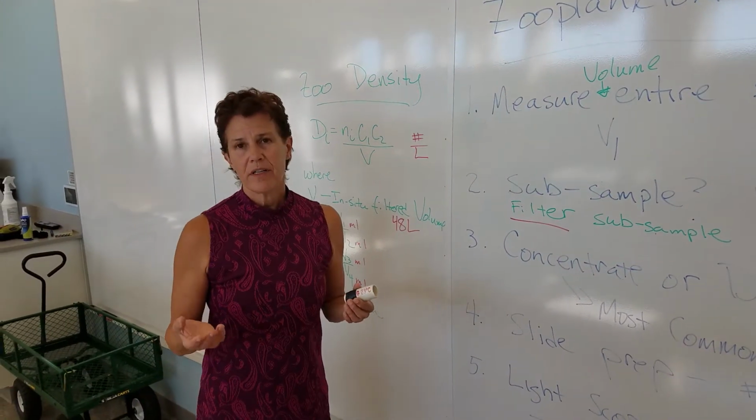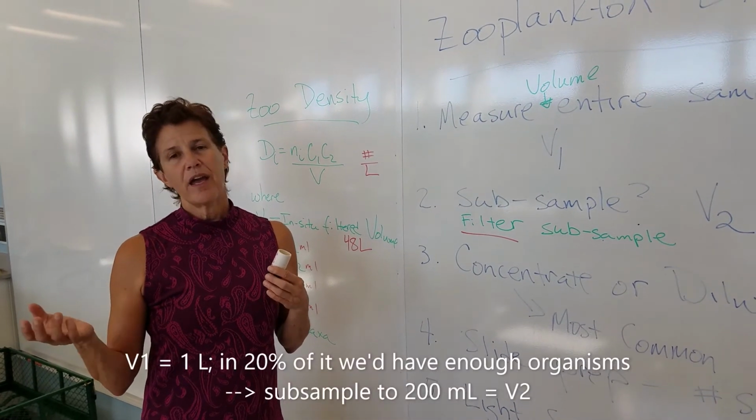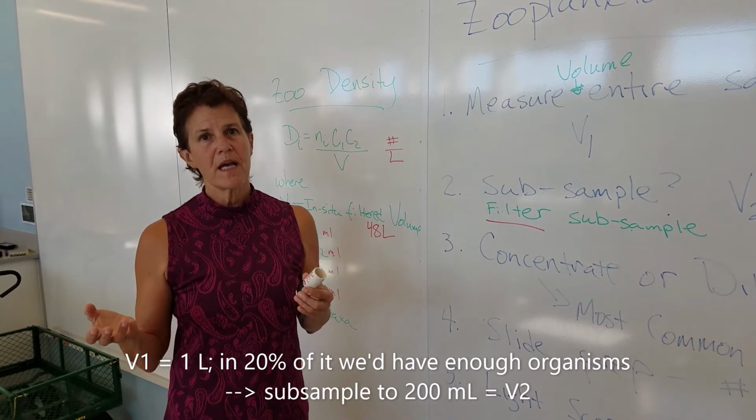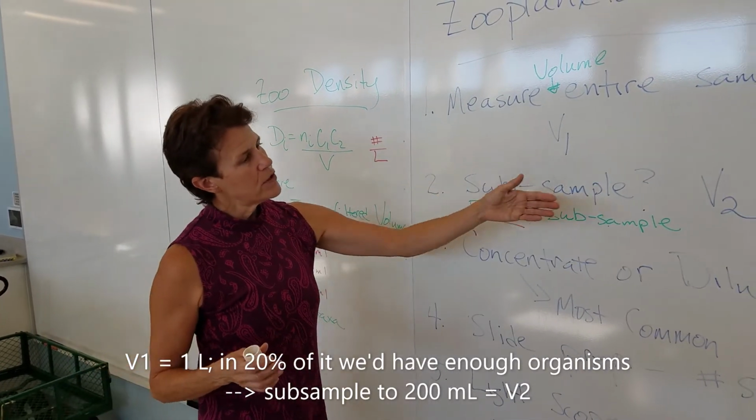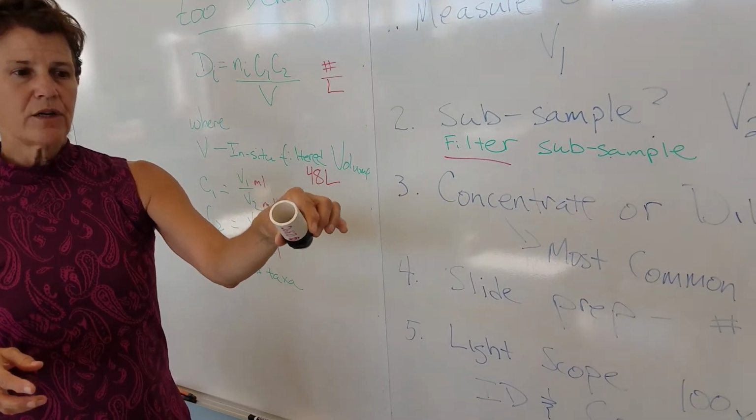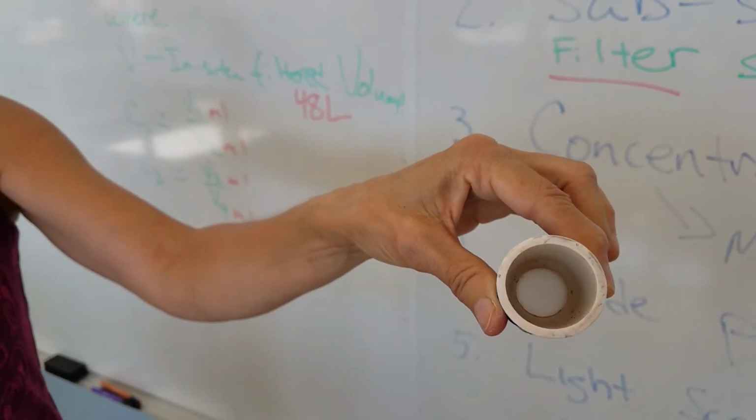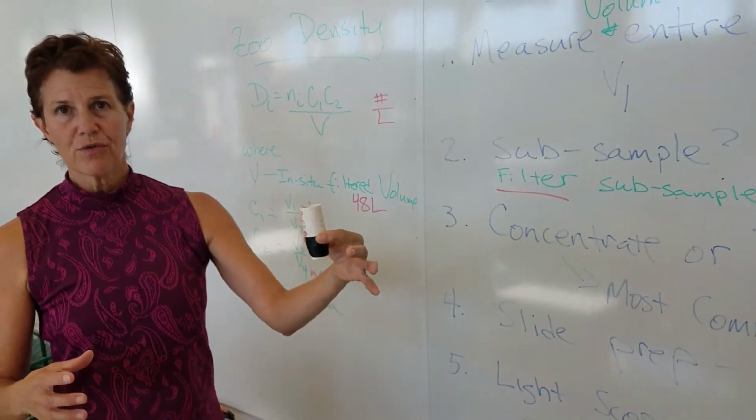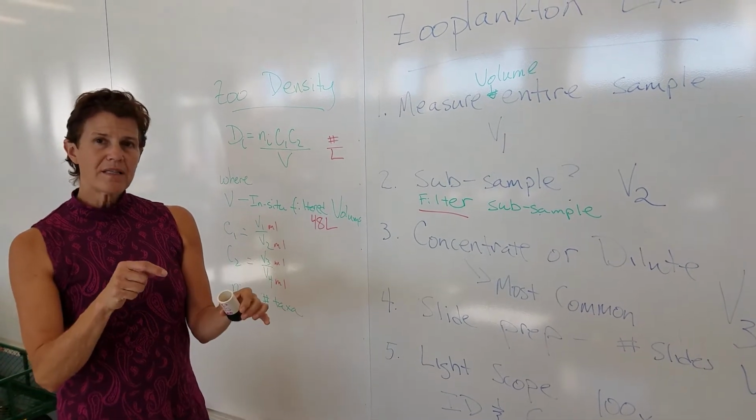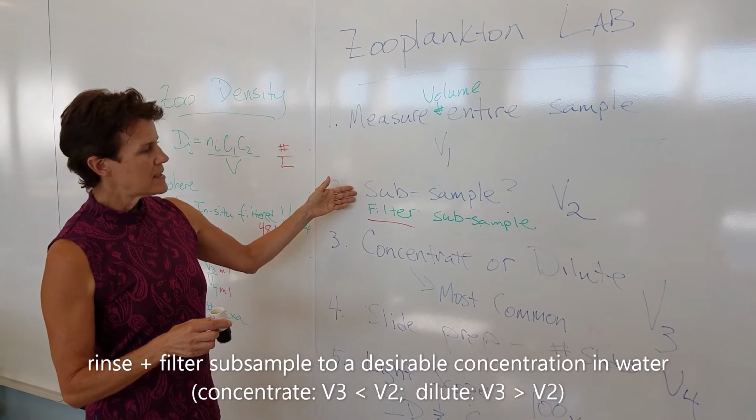So say we have an entire liter in the bottle, and I look at it and I say, okay, it looks like I can take 200 milliliters and get a good number of organisms. And so my subsample, or V2, would then be 200 milliliters. I would filter it through this little 20 micron filter, a sort of micro version of what we did in situ with a larger PVC and the 44 micron filter. So we're going to rinse and filter my subsample. I've told you it's 200 milliliters just as an example.